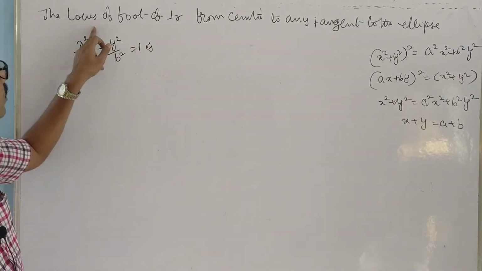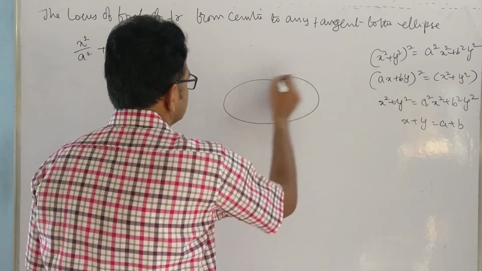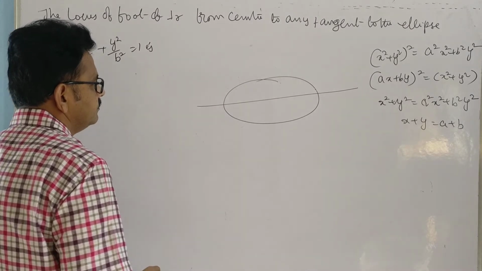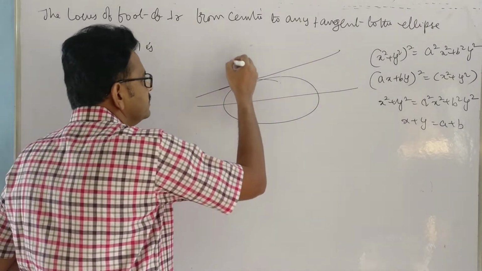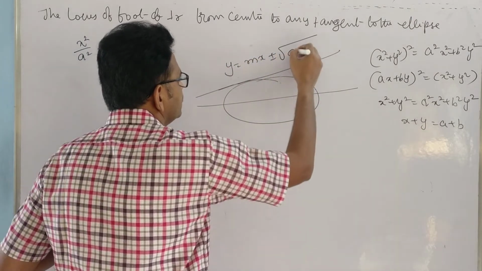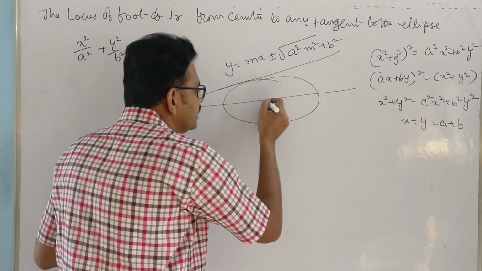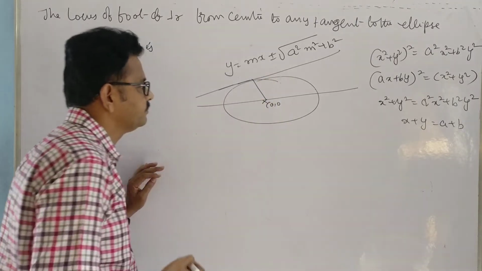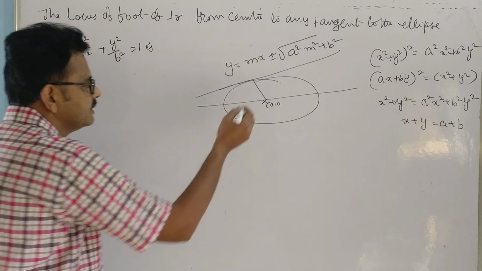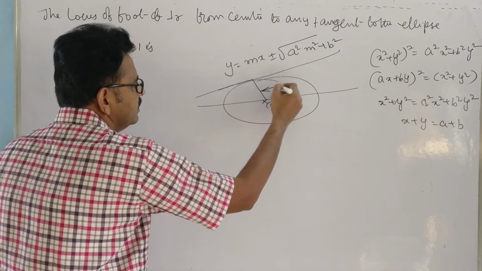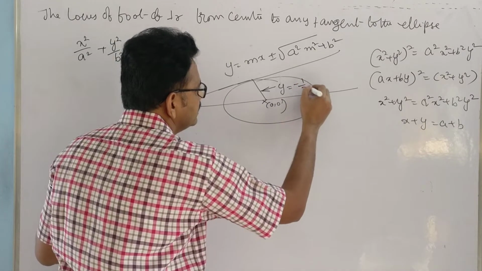That is, the locus of the foot of the perpendicular from the center to any tangent to the ellipse. So this is the ellipse, and this is the tangent. The equation of the tangent to the ellipse in slope form is y is equal to mx plus or minus root of a square m square plus b square. The equation of the line which is passing through 0, 0 and is perpendicular to this one: the slope of this line is m, and the slope of the perpendicular line is minus 1 by m, and the line is passing through 0, 0. The equation is y minus y1 is equal to m into x minus x1, where x1 and y1 are 0, 0. So y equal to minus 1 by m into x.